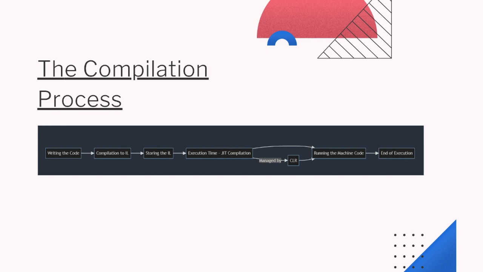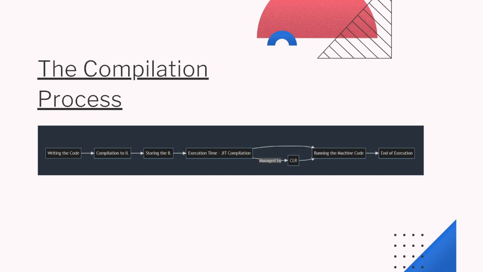So why JIT? The beauty of JIT compilation is its on-the-fly nature. Instead of translating the entire application's IL to machine code at once, it only translates the parts of IL that are needed at the moment. This ensures efficient and optimized execution.